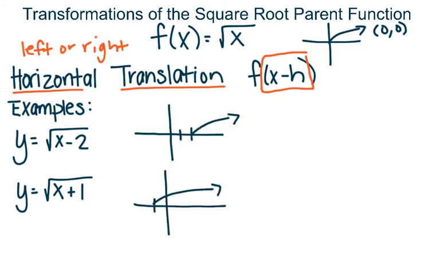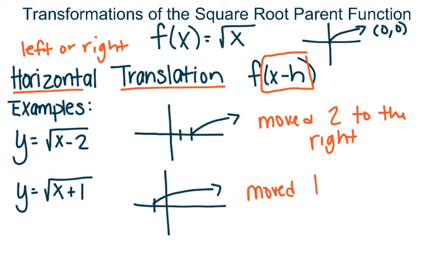Alright, so here's what happened. When we did minus 2 inside, it moved 2 units to the right. And it's kind of opposite of what you would think, because you would think if it was a minus, it would move it to the left. But when you do stuff inside, it actually moves kind of backwards. The plus 1 inside moved 1 unit to the left.